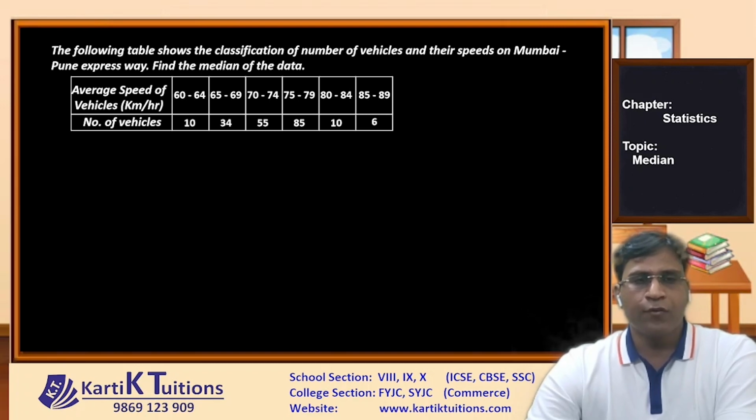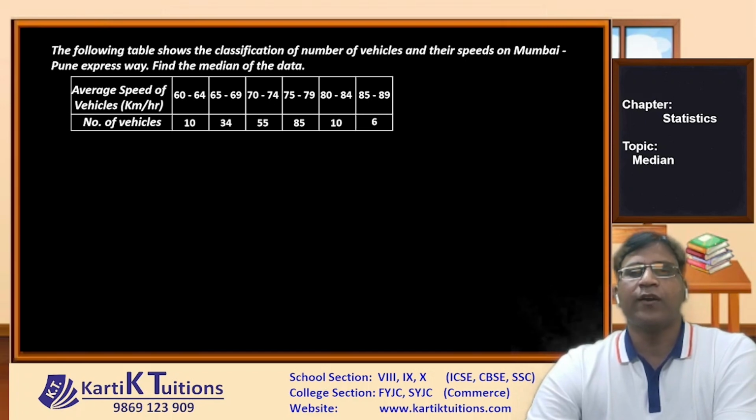Now if you observe, the first class is 60 to 64, where the second class is 65 to 69. Now the upper limit of the first class is not the lower limit of the second class, so therefore the classes are discontinuous. Now since the classes are discontinuous, you have to make the classes continuous to find the median. So basically you need to prepare a table with 4 columns.